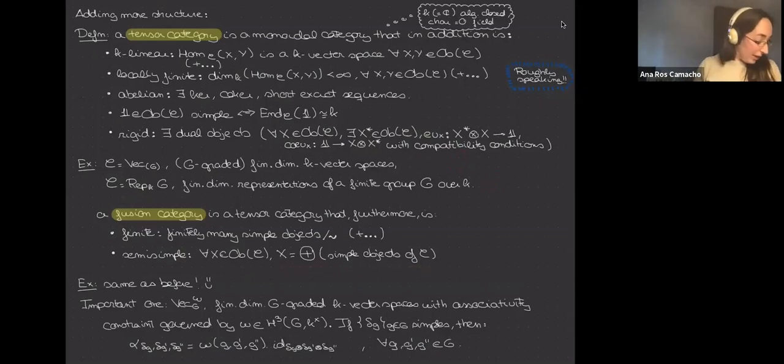But actually, I would like to introduce quite an important one related to our original example, which is Vec_G^omega. This is the category of finite dimensional G-graded K-vector spaces, where the associativity constraint is governed by a 3-cocycle taking values in G, going into the non-zero elements of the field. Just to be more precise, if you denote the simple objects of your category as delta_g, then you can write down this associativity constraint.